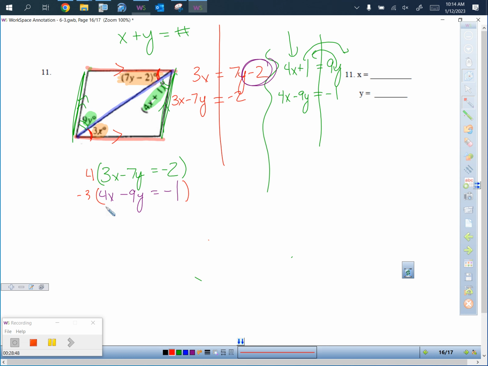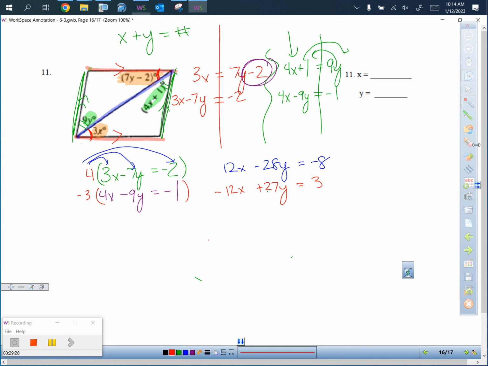So what I personally do is instead of going down below, I go off to the right. I don't care how you organize yourself. Just stay organized. But I'm going to go off to the right and distribute this 4 through. So I'm going to get me a 12x minus 28y equals negative 8. And then I'm going to do that down below. Minus 12x. Watch your signs. A negative times a negative is a positive.